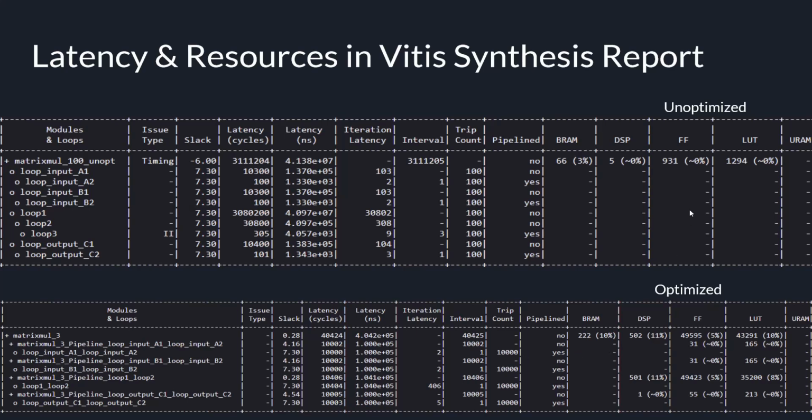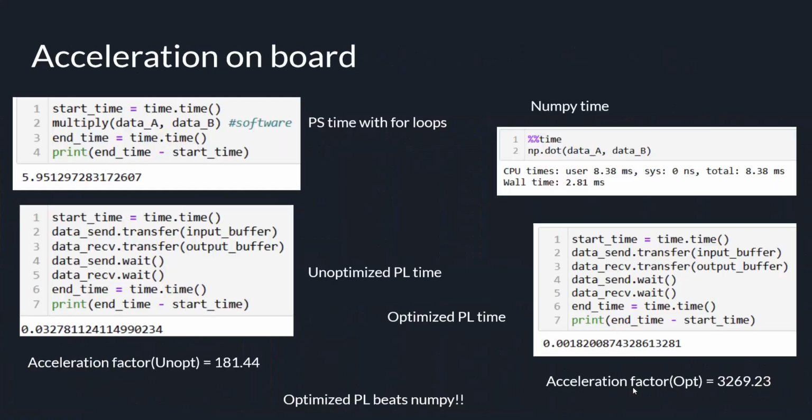But of course, we have to suffer in resources, where the resources jump to around 10, 11, and 5 and 10%, which is a very big number. And the acceleration on the board was something like this. With for loops, the PS took around 6 seconds, while the PL just took around 3.3 milliseconds for the unoptimized version and 1.8 milliseconds for the optimized version.